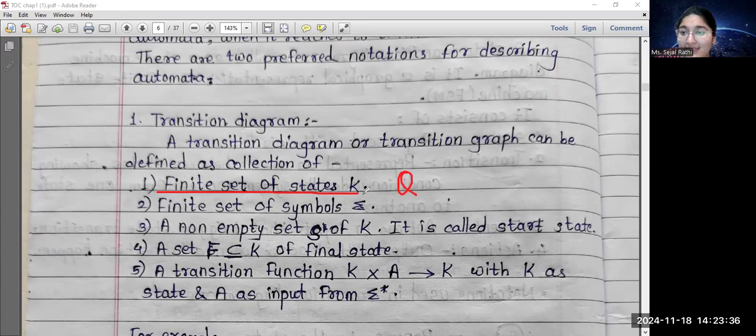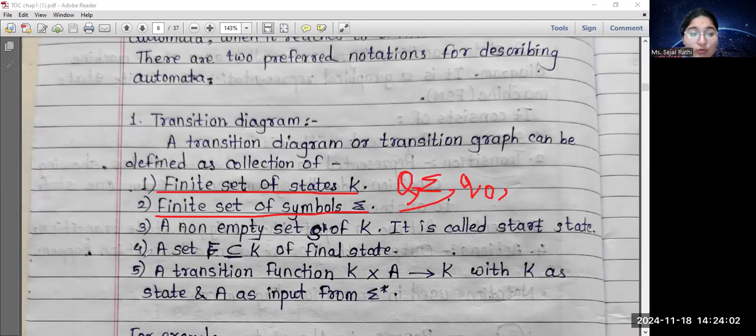Here we are taking K, Q, the finite set of symbols of input, which means sigma, correct? Then a non-empty set S of K is called the start state. What does that mean? Q0, correct? Q0, as we learned in the five tuples.